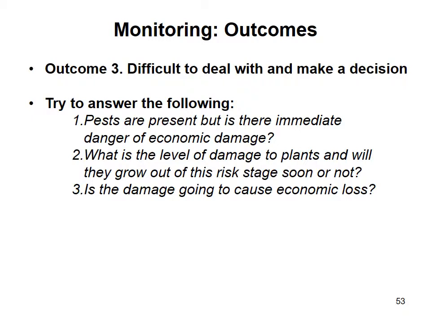If the outcome of monitoring is outcome number 3, try to answer the following. Pests are present, but is there immediate damage? Is there immediate danger of economic damage? What is the level of damage to plants, and will they grow out of this risk stage soon or not? Is the damage going to cause economic loss?